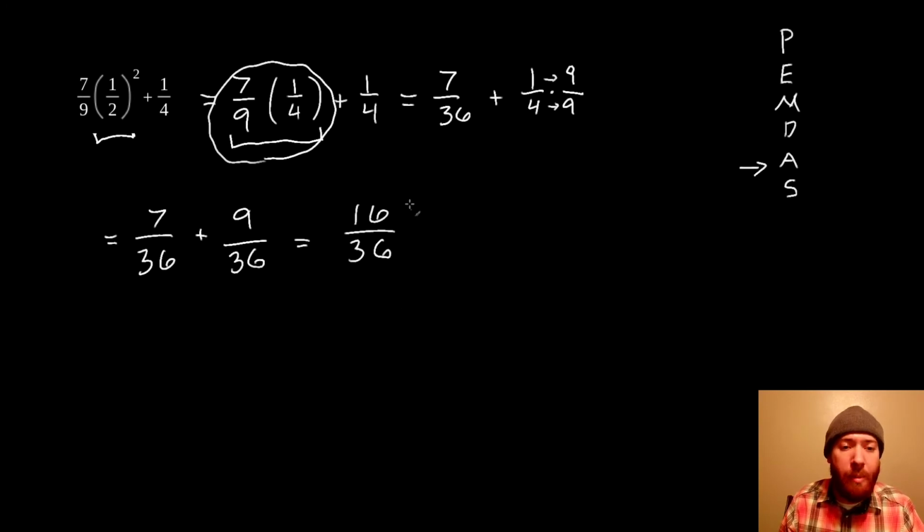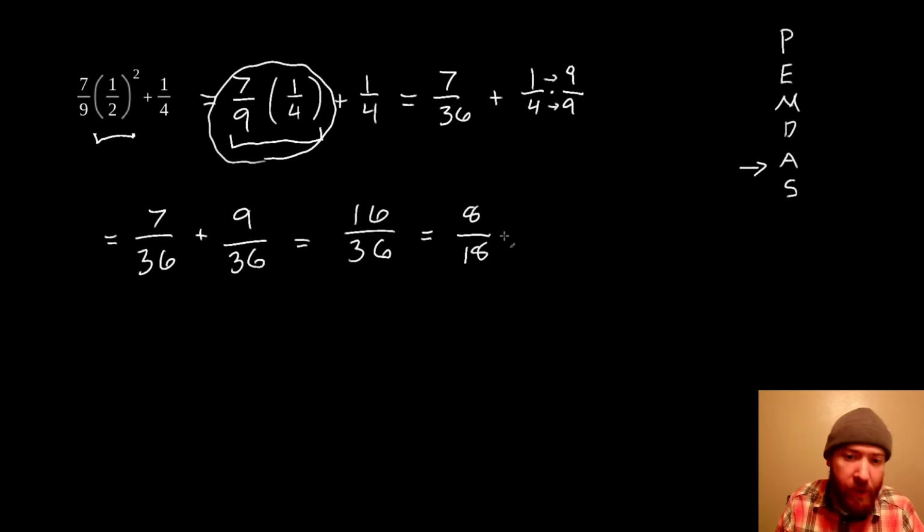Now we need to simplify this fraction, if possible. And we can simplify this, right? These are both even numbers, so we could start by dividing them both by 2. If we divide 16 by 2, we would get 8. If we divide 36 by 2, we would get 18.